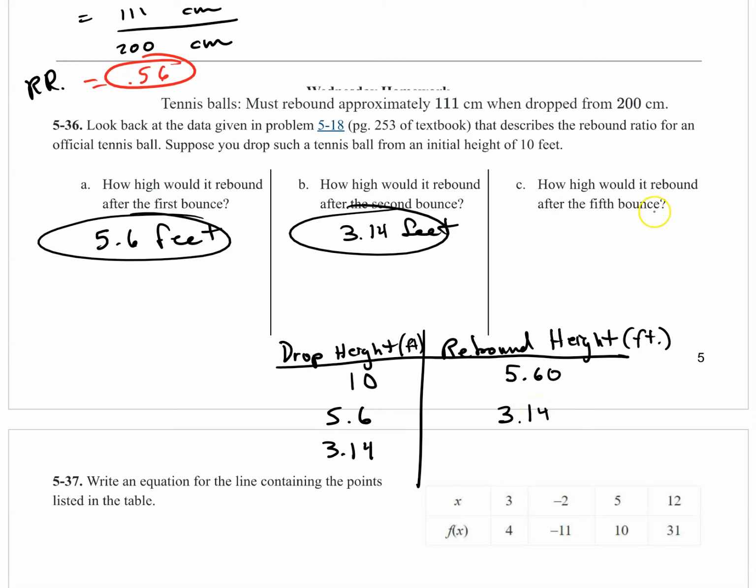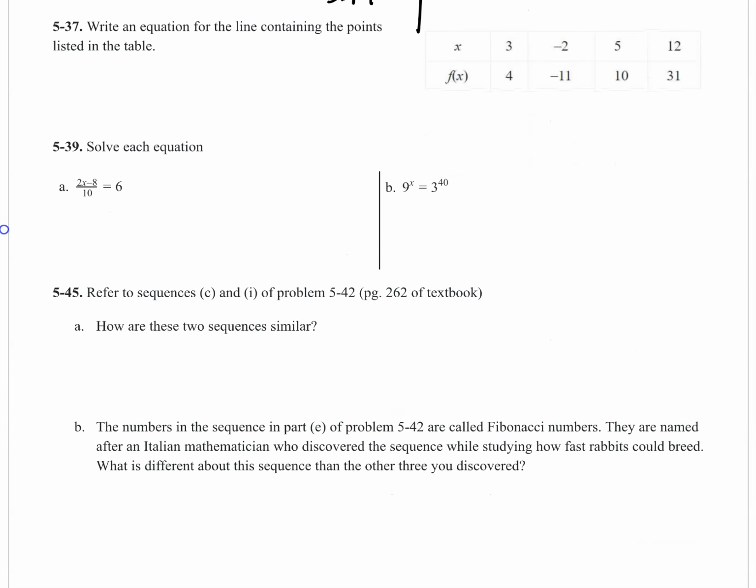See if you can figure out how high it would rebound after the 5th bounce. Just keep following the pattern down until you get to bounce number 5. Alright, write an equation for the line containing the points in the table. First thing we need to do is find the slope, and then we'll put it into our equation y equals mx plus b.